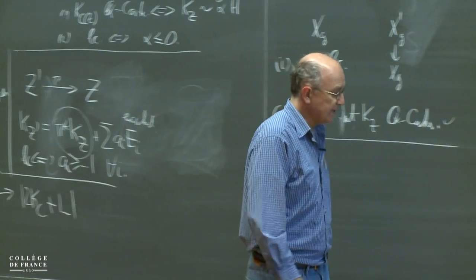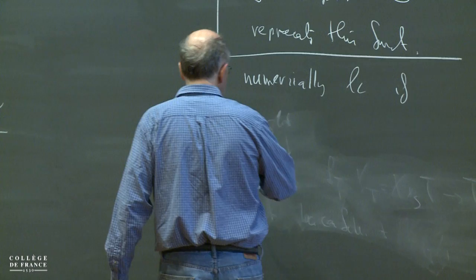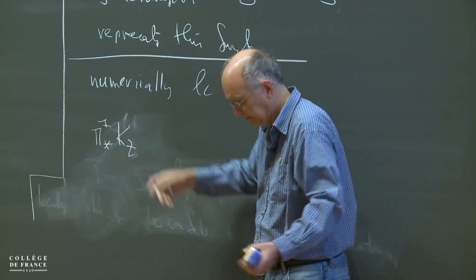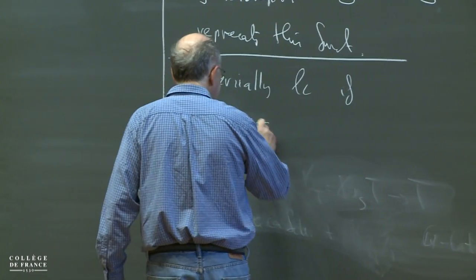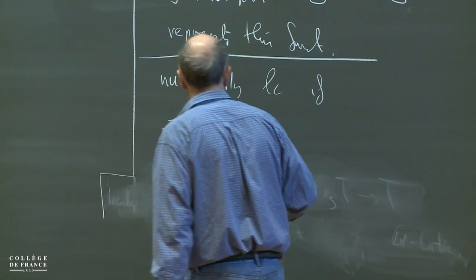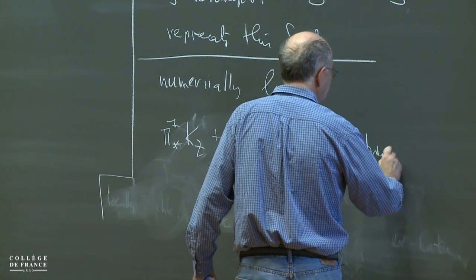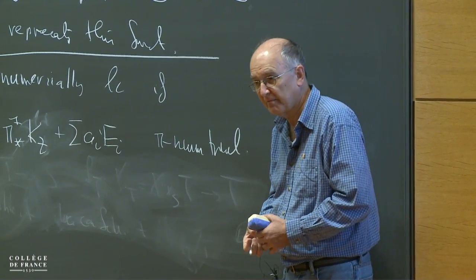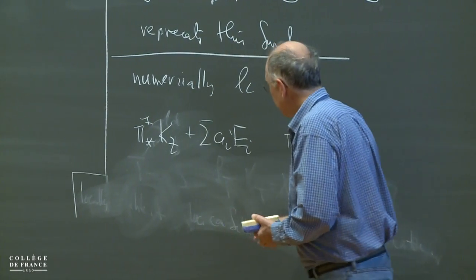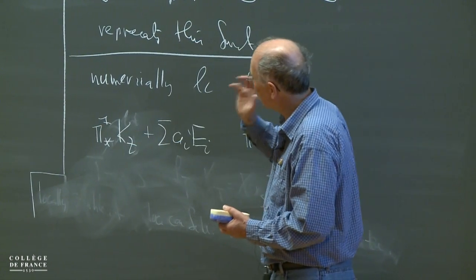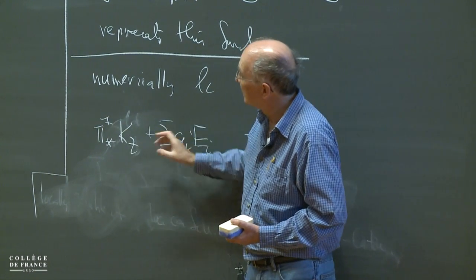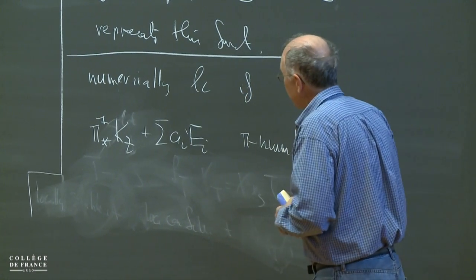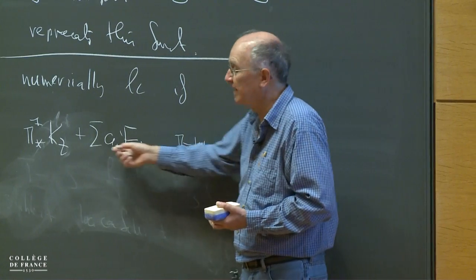what? So this K_Z I can represent with a divisor, yeah? So if I have a divisor, the birational transform of K_Z, sometimes called the proper transform, the birational transform, plus the sum of a_i E_i, this is pi-numerically trivial. And so that means it has zero intersection with every contracted curve. Okay? And so now you see that if the generic fiber is numerically log canonical, then the same argument shows that the nearby fibers are also numerically log canonical. Okay?